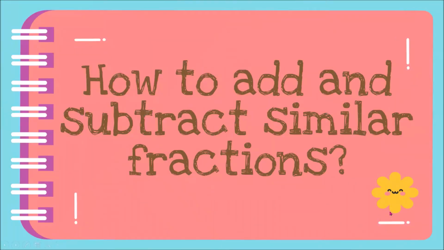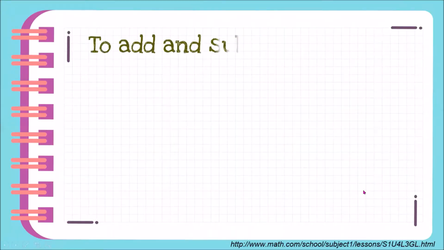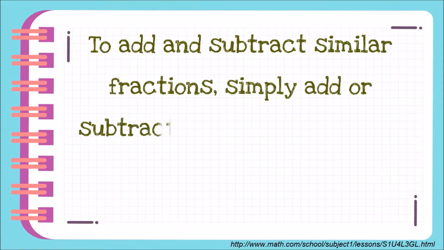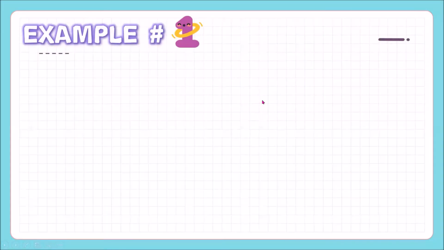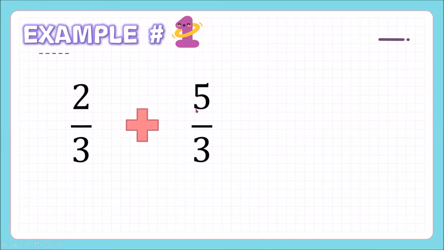So how do we add and subtract similar fractions? To add and subtract similar fractions, simply add or subtract the numerators and write the sum over the common denominator. So let's have this example number 1. I have 2 over 3 plus 5 over 3. So our common denominator is 3.